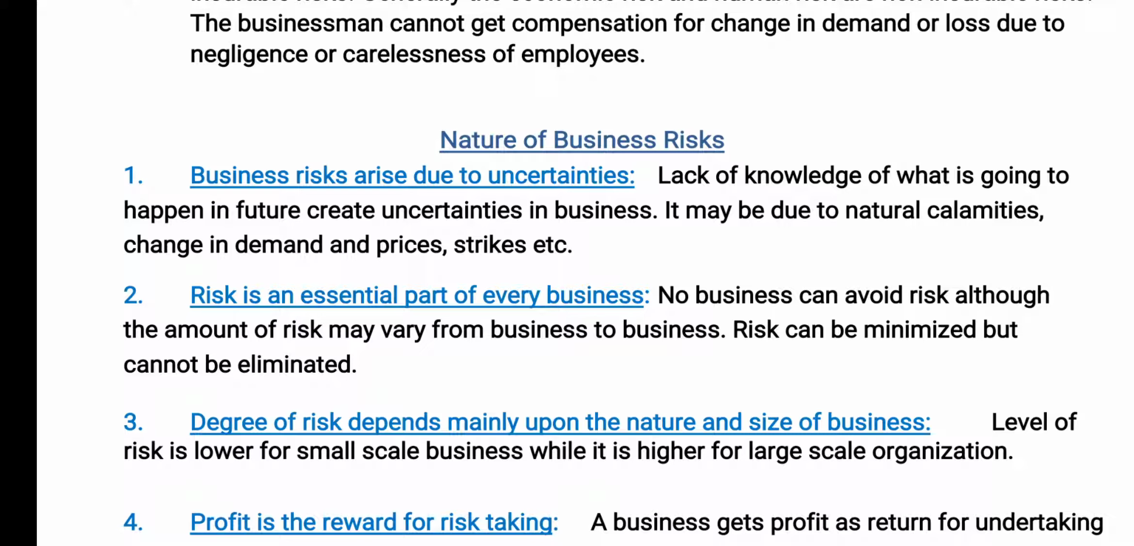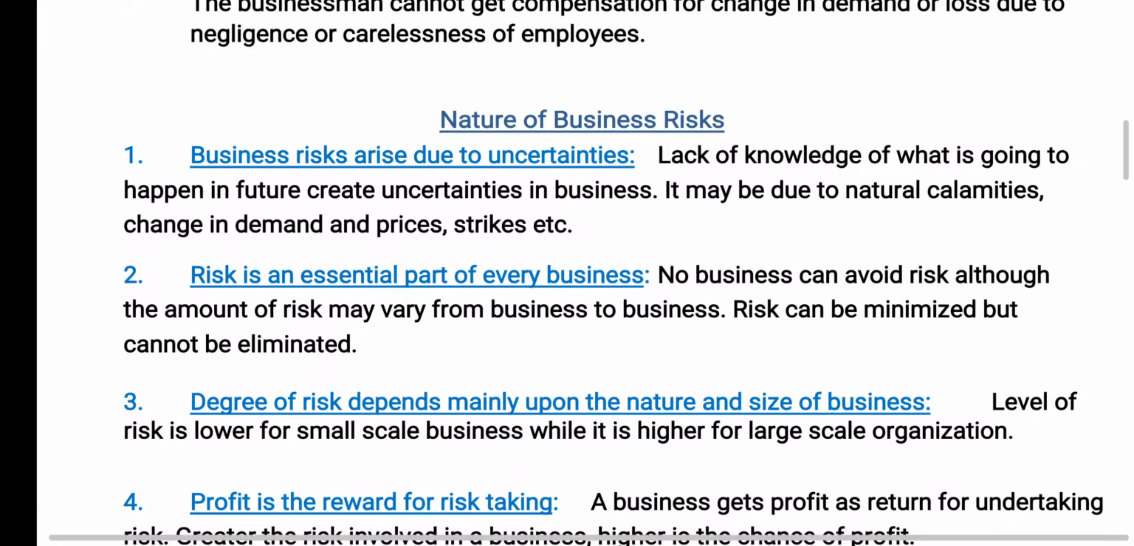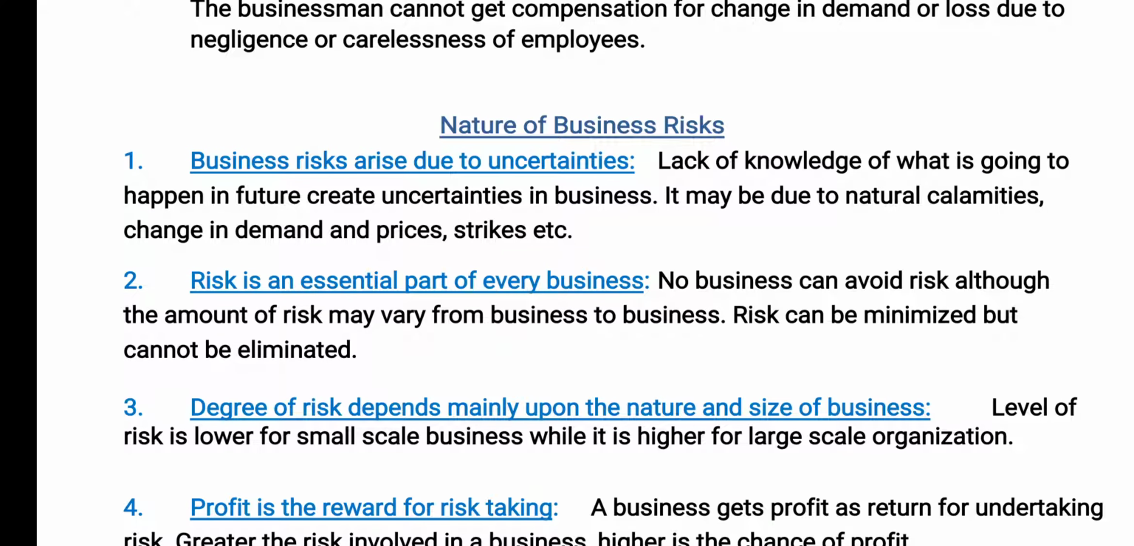We never know about the natural calamities that are going to happen in the future, like floods, or changes in the prices, demand, and the policies of the government, which are uncertain in nature, and which can lead us to unexpected events or to heavy losses which we may suffer in the future.